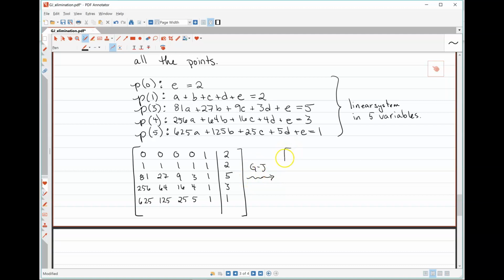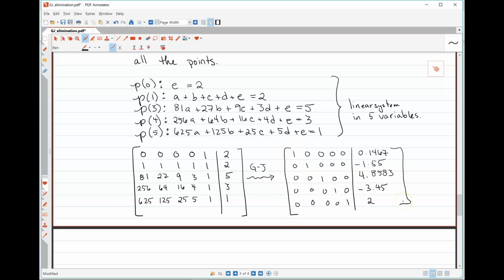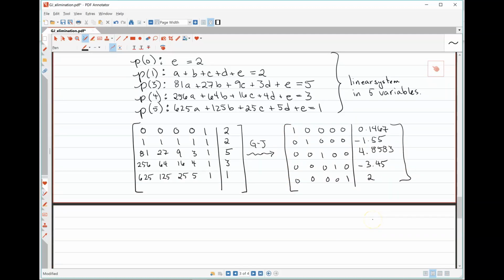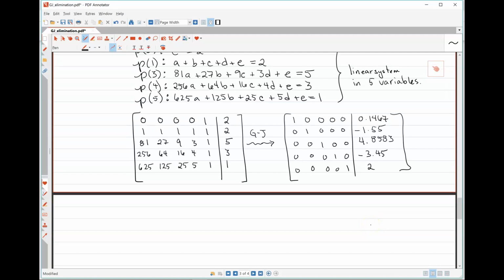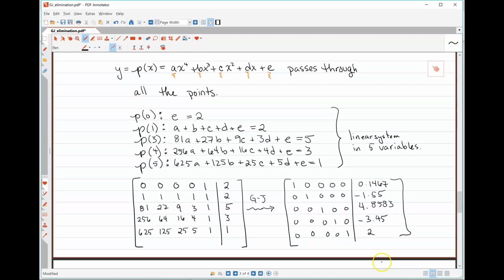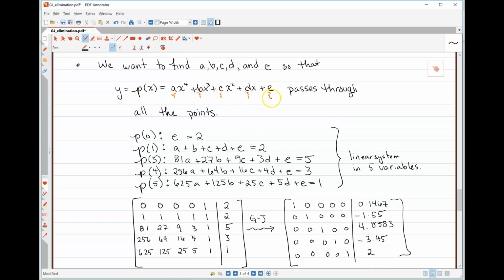Once we have this augmented matrix, we can compute the solution using Gauss-Jordan elimination. And what we'll end up with is this. This is now in reduced echelon form, and we can just read off what a, b, c, d, and e are. And that means we now know what our polynomial is going to be.